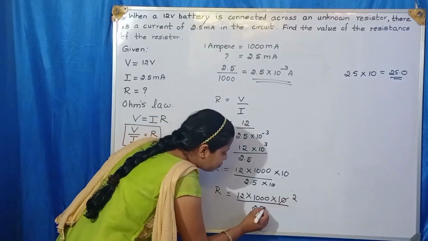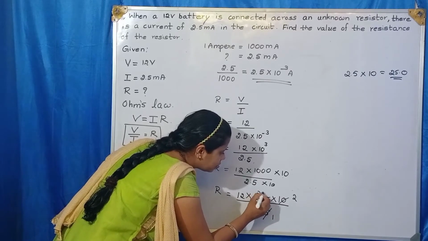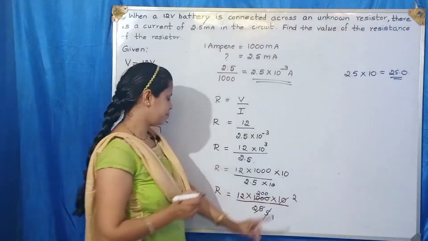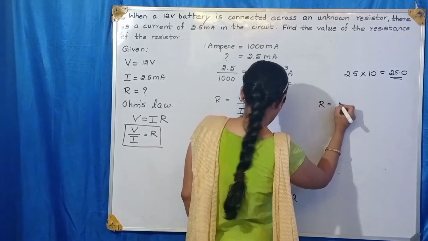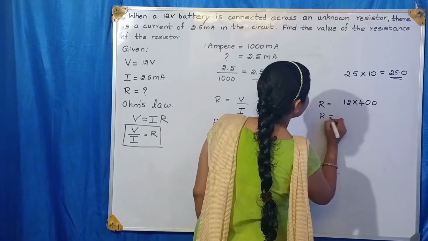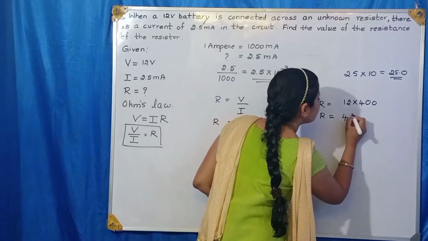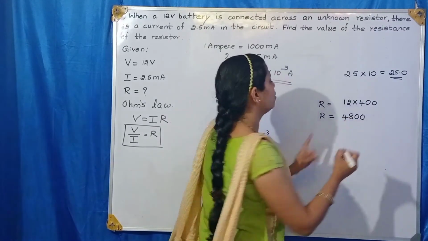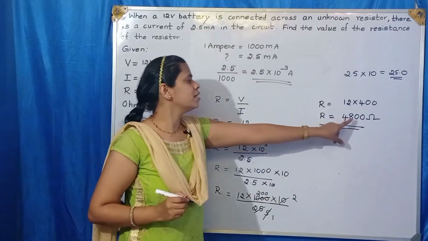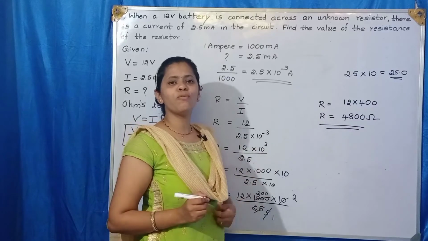5 2s are 10, 5 1s are 5, 5 2s are 10, 0 0. Then 200 into 2 is how much? 400. That is R is equal to 12 into 400. It's nothing but 12 into 4 is 48, so 4800 ohm. The value of the resistance is how much? 4800 ohm. You can also keep this resistance in kilo ohm.